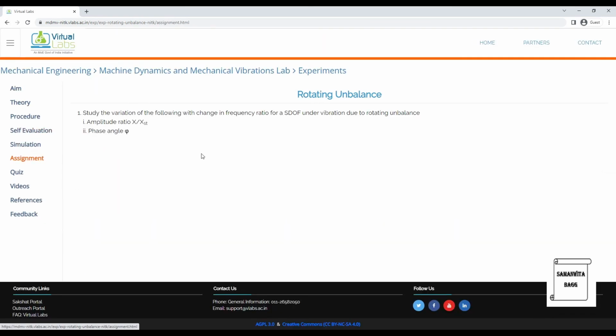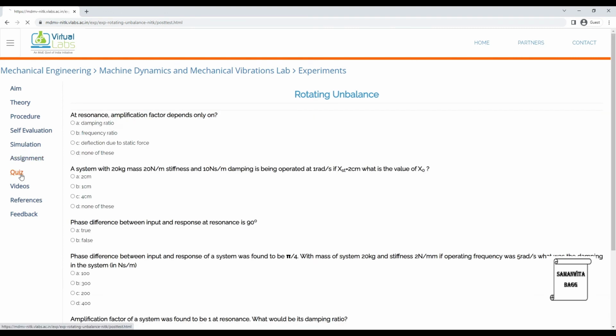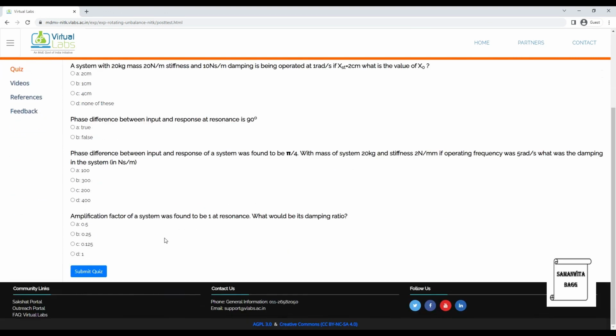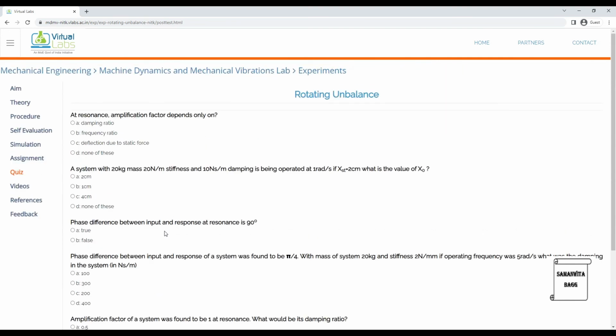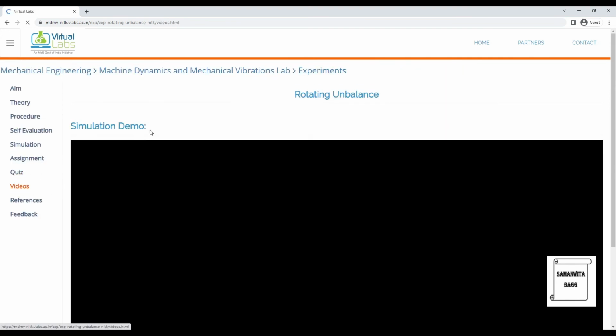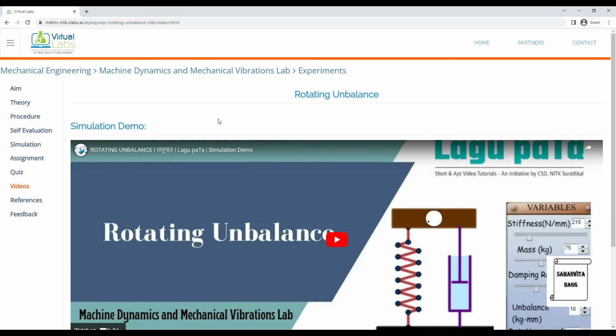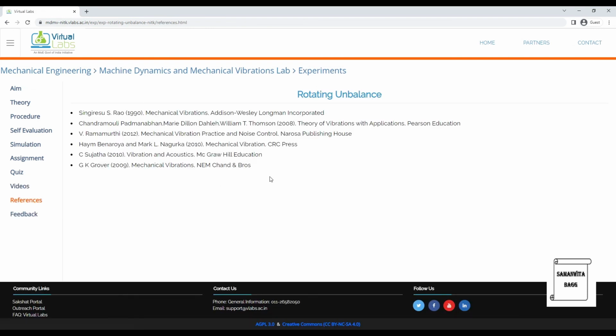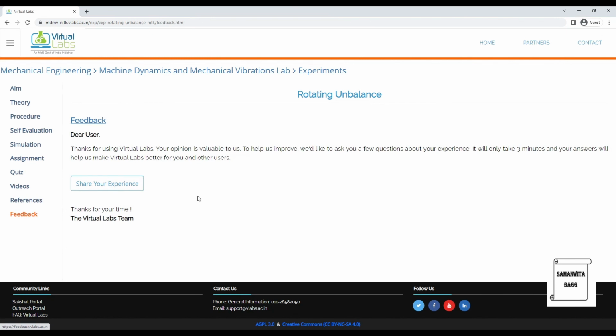Next, we have the assignment tab where a question is given. You can try solving it. Next is the section for quiz. There are a few questions given. You can try solving them. Next is a video section given where the explanation of this simulation part is given. References are given for the preparation of the theory and the simulation one. So these are the books referred. And finally is a section for feedback. You can give your valuable feedback after performing the experiment.